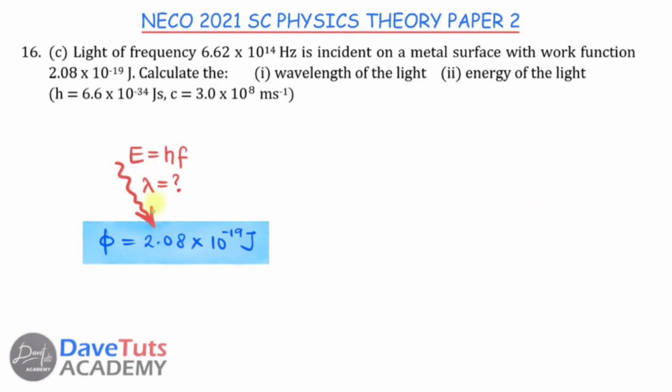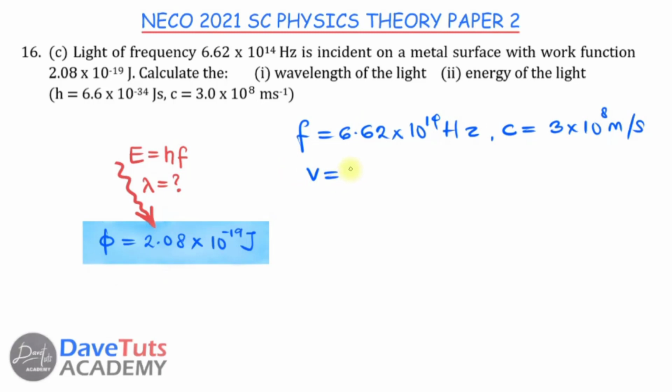We have some photon of light that is of some particular energy incident on this metal. We are looking for the wavelength, and we are looking for that energy, but we are given f. So we are given the frequency that it is 6.62 exponent 14 Hz. And then we are also given the speed of light to be 3 exponent 8 meters per second. Generally, we know that the velocity of light is given as frequency multiplied by lambda. That velocity here is c.